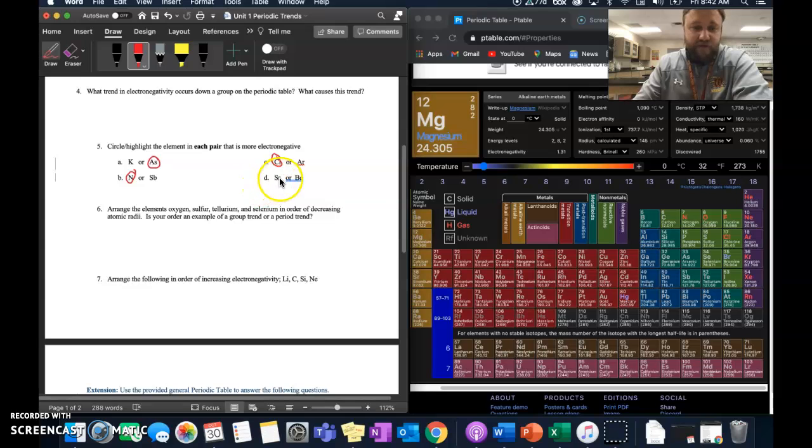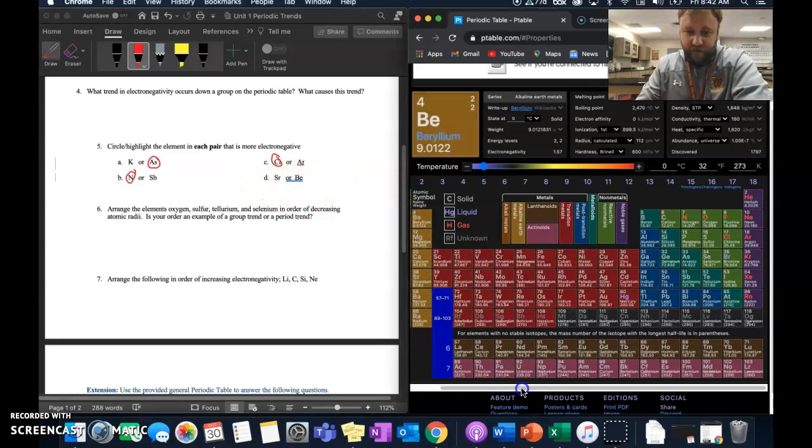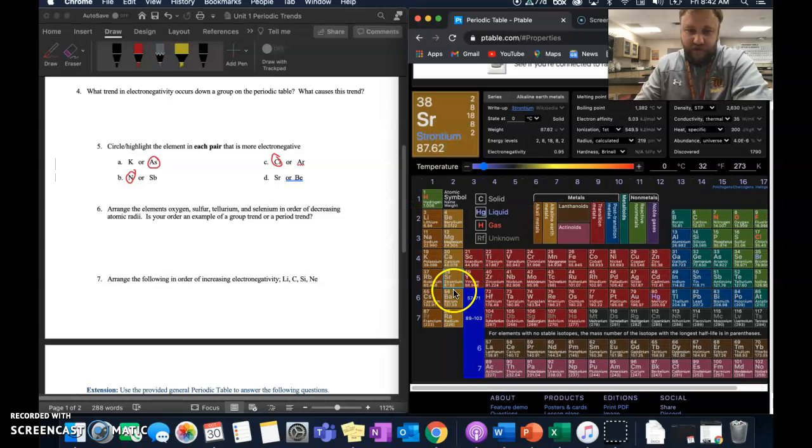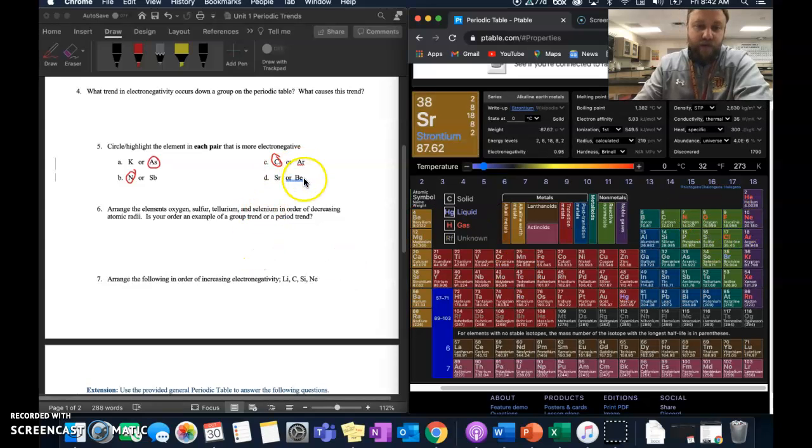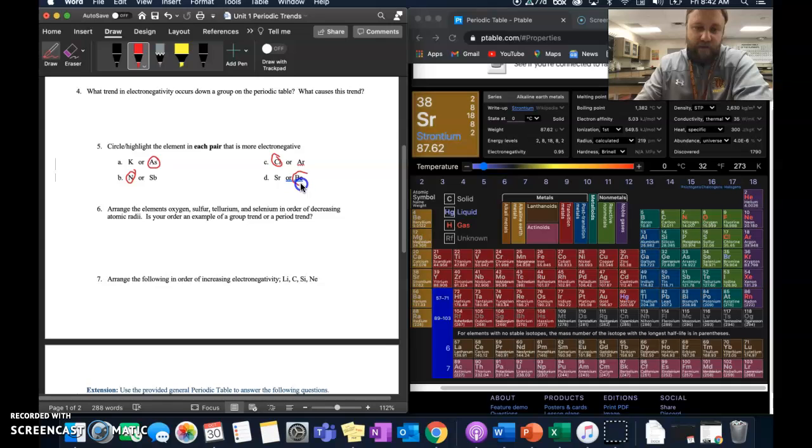Finally, D, we have strontium and beryllium. So strontium's down here, beryllium's up here. Since beryllium is higher up, it's only on the second period, whereas strontium's on the 5th. That makes it a little bit closer to fluorine because they're in the same group, but beryllium's a little bit higher up. So beryllium would be our more electronegative atom.